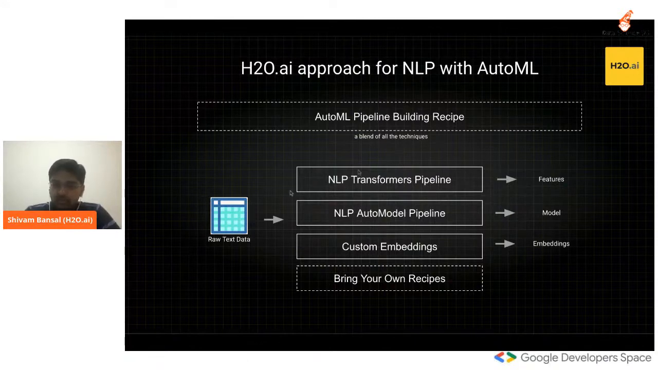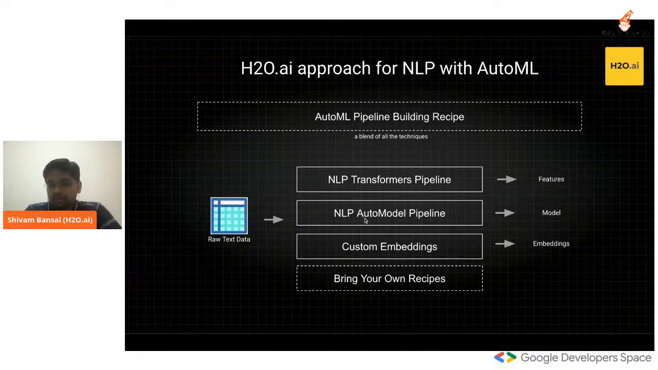Inside our AutoML, we need to pass in the text data, and we have different recipes. We have pipeline building recipes. One of them is the NLP Transformer Pipeline, which can consume this data and convert it into different features, different embeddings, different vectors based on the character level embedding idea, or the monolingual embedding idea that I discussed just now.